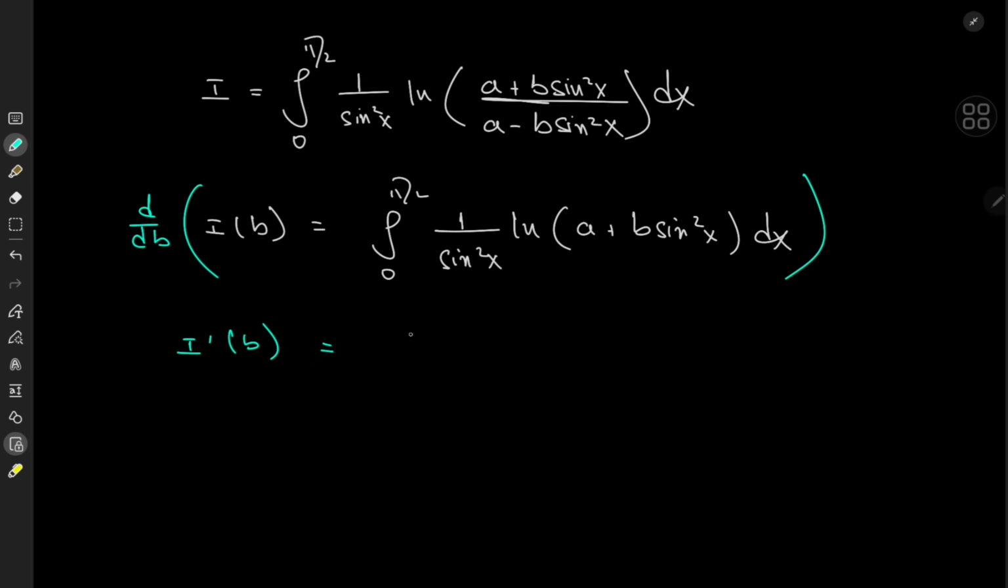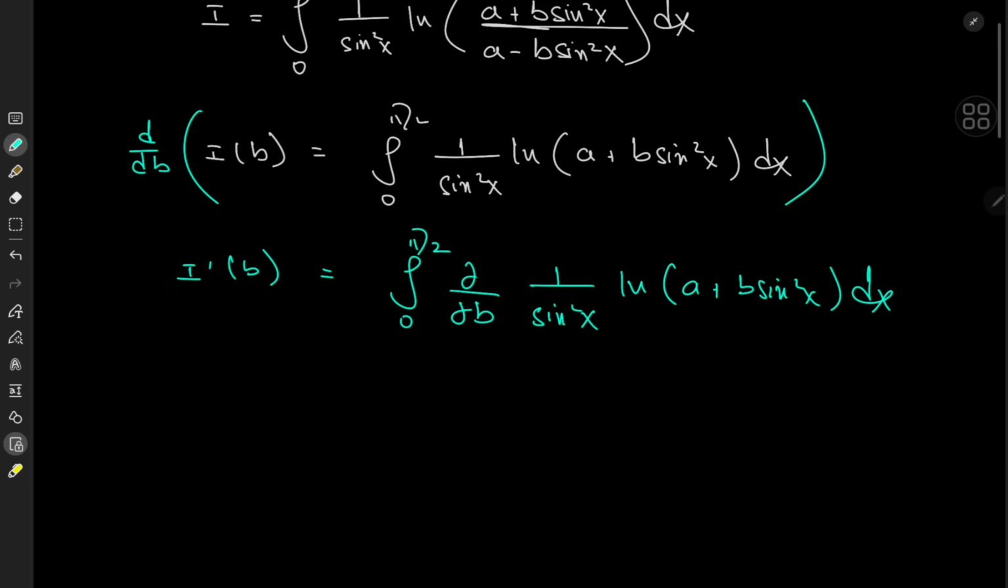the right-hand side, on switching up the order of the integration and differentiation operators, we have the integral from 0 to pi over 2 of the partial derivative with respect to b of 1 over sine squared x times the logarithm of a plus b sine squared x dx. So we're differentiating partially with respect to b.